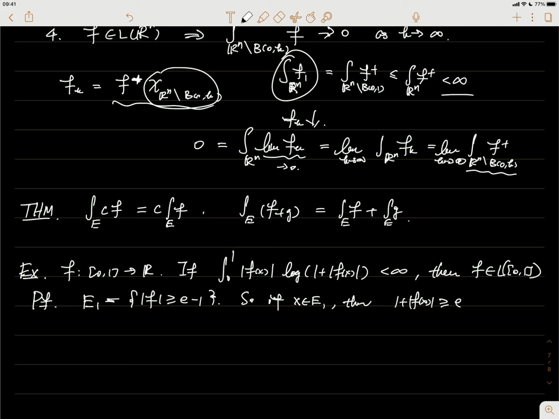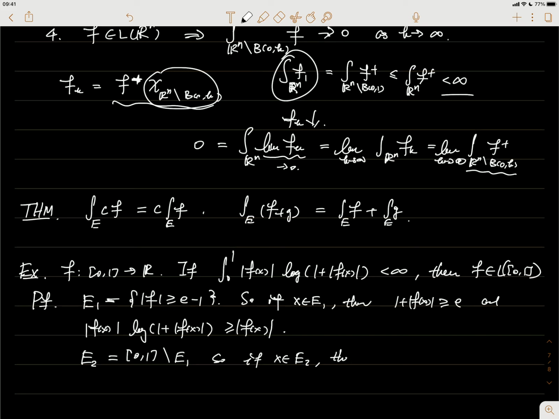So in this case, the absolute value of f(x) times the log of 1 plus the absolute value of f(x) will be bigger than or equal to the absolute value of f(x). Okay, and then we can take E2 to be the complement of E1. So if x belongs to E2, then apparently the absolute value of f at x is less than e minus 1.